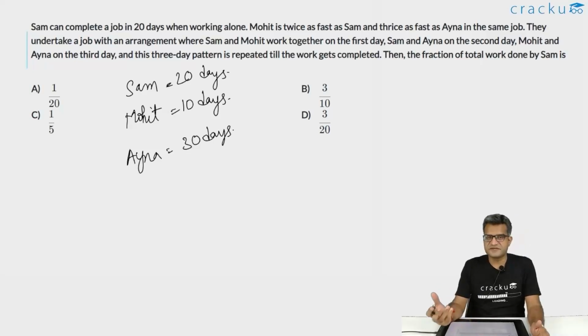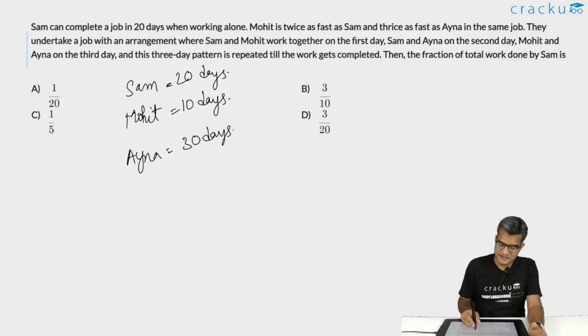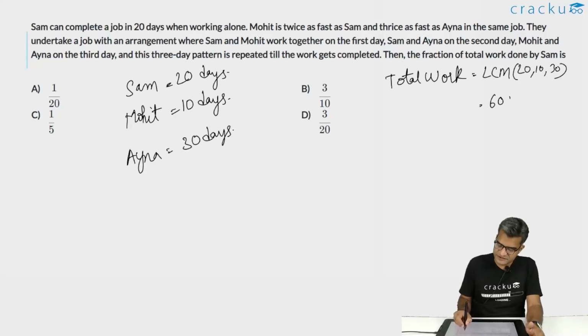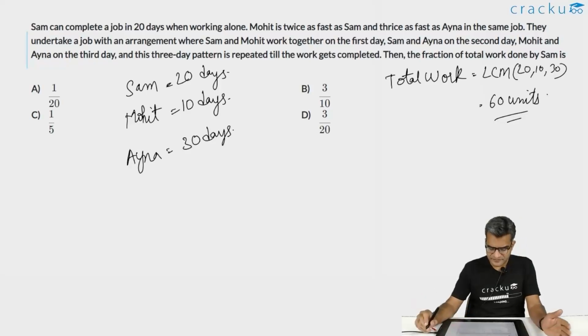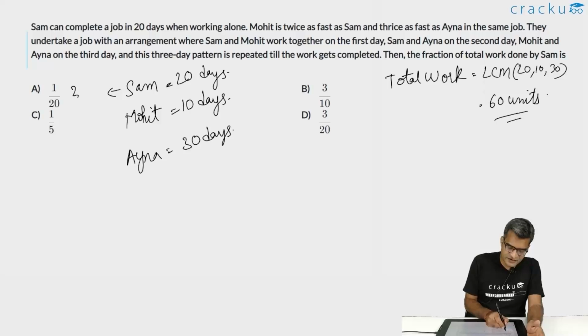Normally in these kind of questions, we don't compare the time that they take to finish the job. We compare their efficiencies. So let us assume that the total work that needs to be done is the least common multiple of 20, 10 and 30. So this is LCM of 20, 10 and 30, which will be 60 units. Let us assume that the total work that needs to be done is 60 units. Sam takes 20 days to finish 60 units of work. So every day he does 3 units.